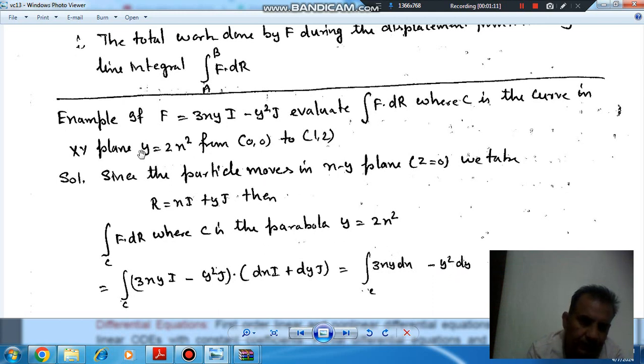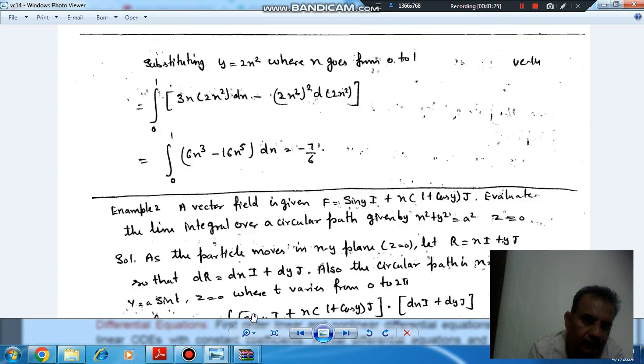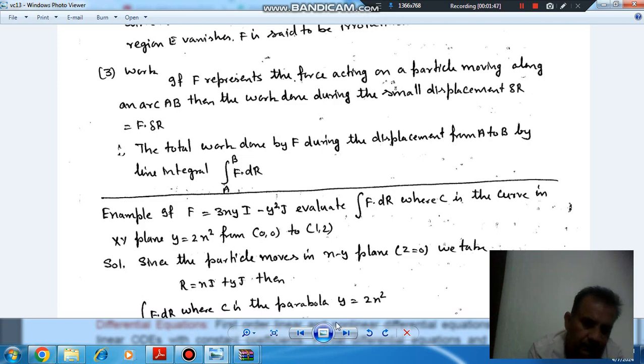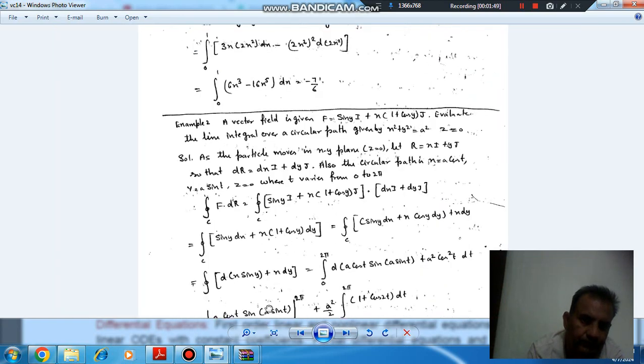As it is moving along a parabola whose equation is given as y is equal to 2x square, we can put y as 2x square here, here and here. So it will be 2x square here, 2x square whole square here, and differential of 2x square here. And the limits for x are 0 to 1. We do not need 0 to 2, because the whole equation is in terms of x. So the limits are 0 to 1.